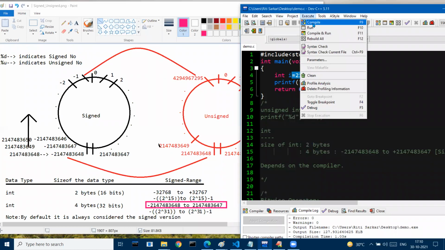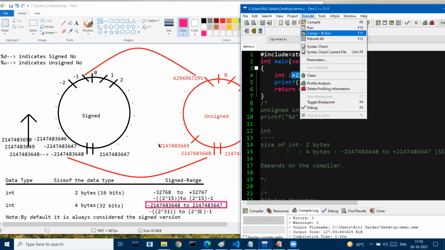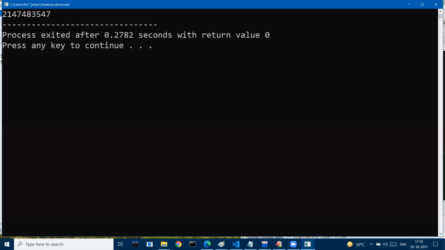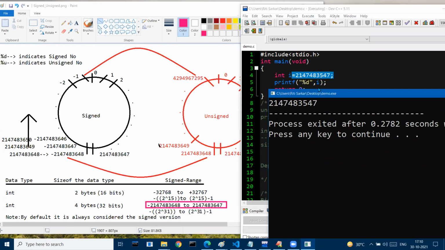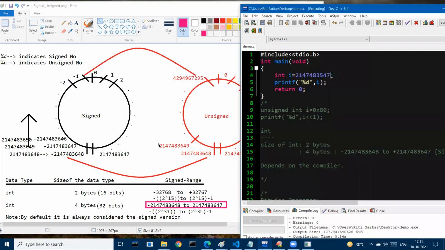Execute, compile and run. The value that we expected is getting printed. The value that we have inputted here is getting printed here. Now observe very carefully, guys. I made a small change here. What is that? I made 48.